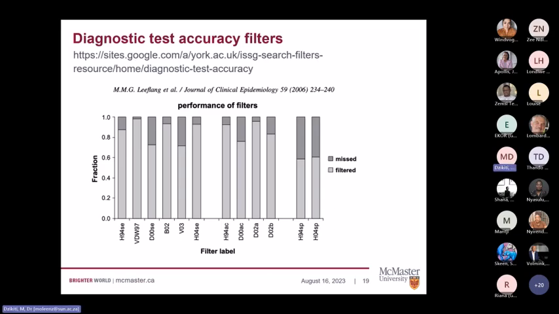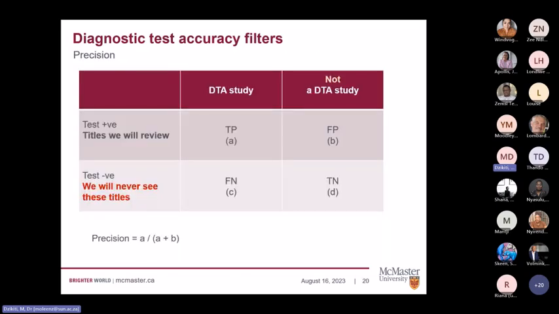And some of these were studied by Leeflang and colleagues way back in 2006 to look at the performance in them. And you can see that they vary in performance, some with more missed manuscripts and some with less. And this is also a sort of diagnostic accuracy study, if you will, because there is sensitivity and specificity. And in this case, what they're looking for is pretty high sensitivity and high precision. And precision here is just positive predictive value, which is A over A plus B.